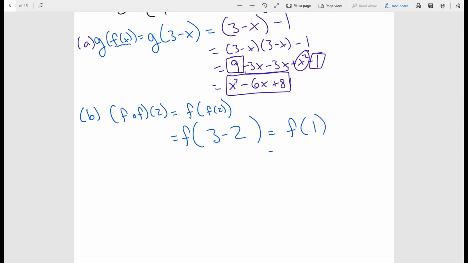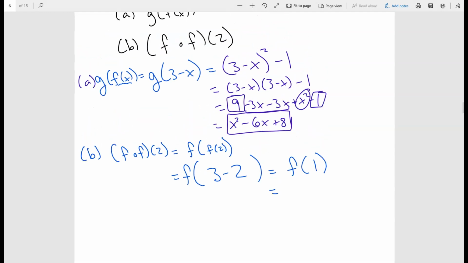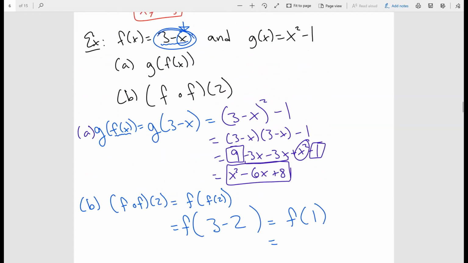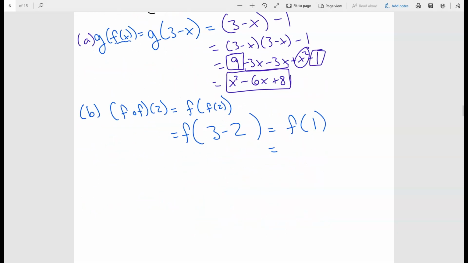Okay, and now what does this mean? We're going to go back to the f, which is this guy, 3 minus x, and we're now going to plug in 1. So it's going to be 3 minus 1, which in this case is going to give me 2. Okay. All right, so that's basically it for composite functions. Just make sure that you practice, and we can do more problems at some other time.